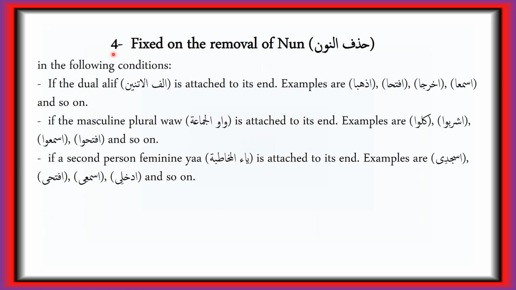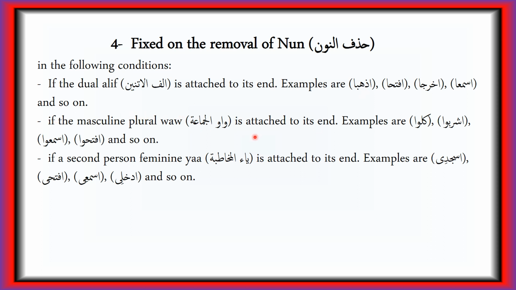Number 4, fixed on the removal of the noon, hadhf an-noon, in the following conditions. If the dual alif al-ithnain is attached to its end, examples are idhhaba, iftaha, ukhruja, isma'a, and so on. You can see all of these verbs originally had noon at their end, but that noon was removed because they were command tense. For example, اذهب originally had noon at its end, افتح originally had noon at its end, and so on. So they are all مبني على حذف النون.